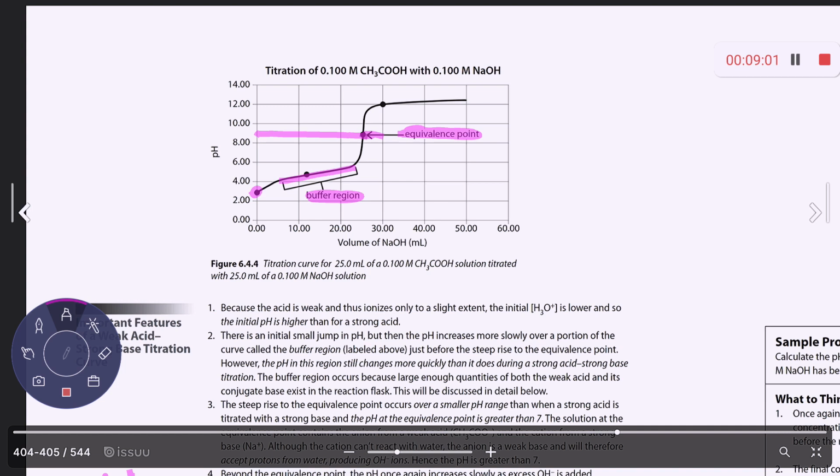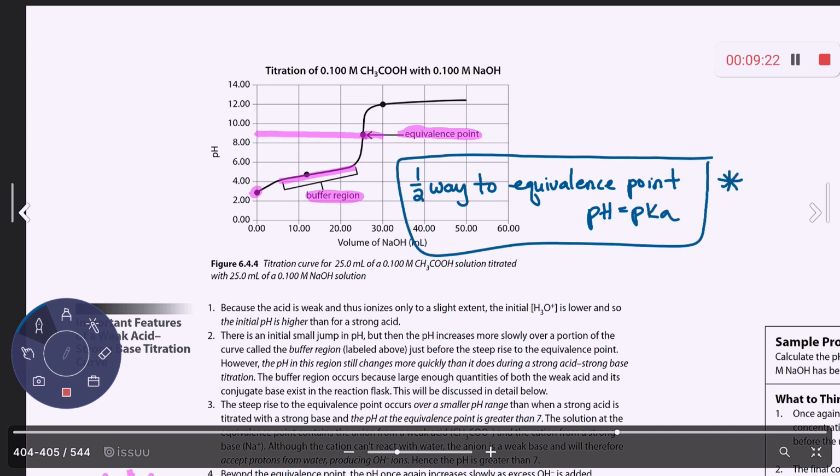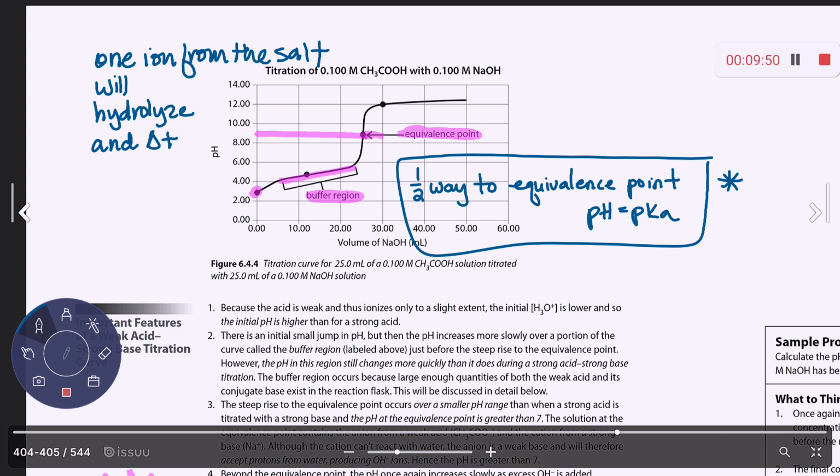I could make notes. Let me make a note here. Halfway to the equivalence point, the pH is equal to the pKa. You should absolutely memorize this. And one of the ions from your salt will hydrolyze, and that's what changes the pH. Do you want me to write that on here? So this is probably going to be at a pH of about 9.